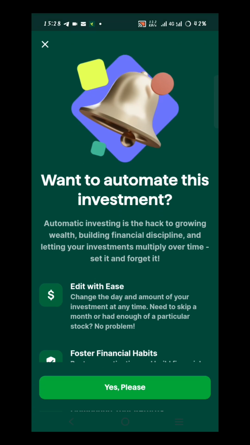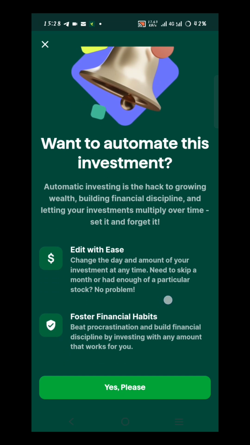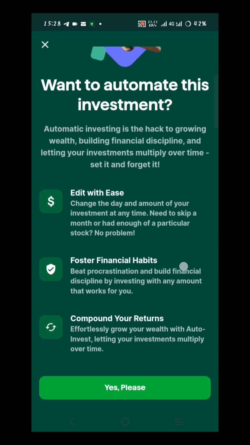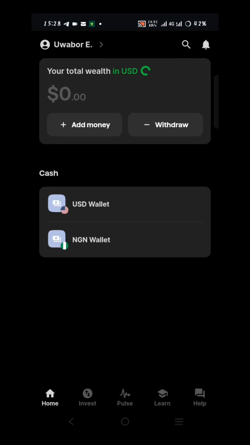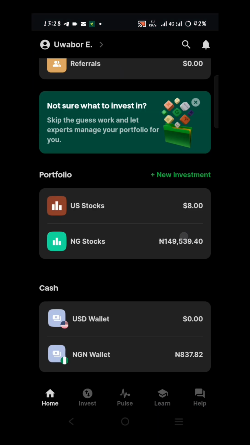Okay, thanks. Now you can see this is their own advert coming up, but I'm not doing that. I'll just close it since I'm not doing it now. You can see the shares I just purchased. Now if you look at my Nigerian wallet, you realize that my Nigerian wallet has dropped. Now look at my US stock. The $8 that I acquired has been moved to my US stock. So this is how it is carried out. Very simple and stress free.